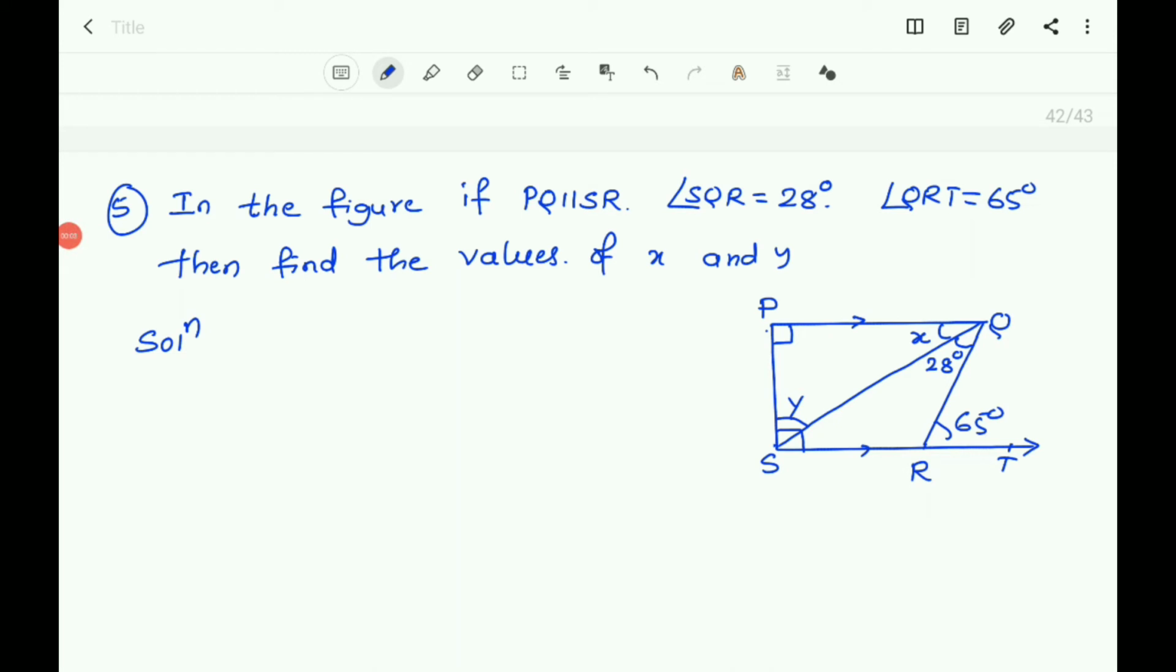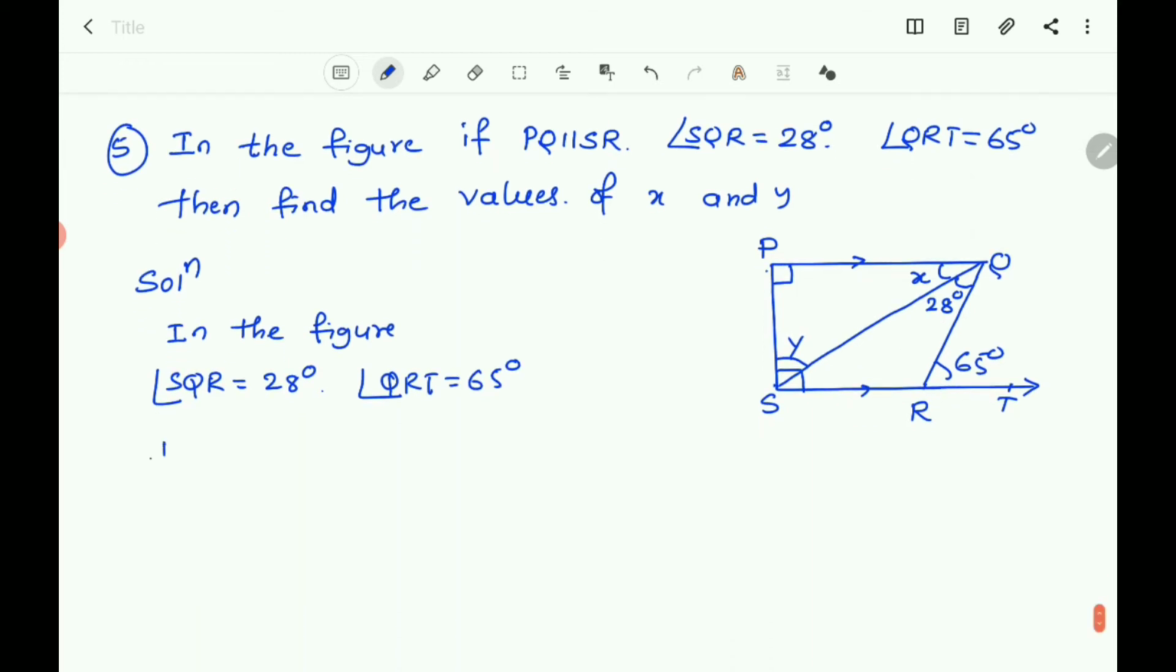Now you take the fifth question. In the figure, if PQ is parallel to SR, angle SQR is equal to 28 degrees, angle QRT is equal to 65 degrees. Find the value of x and y. Here, what is given in the figure? Angle SQR is equal to 28 degrees and angle QRT is equal to 65 degrees.